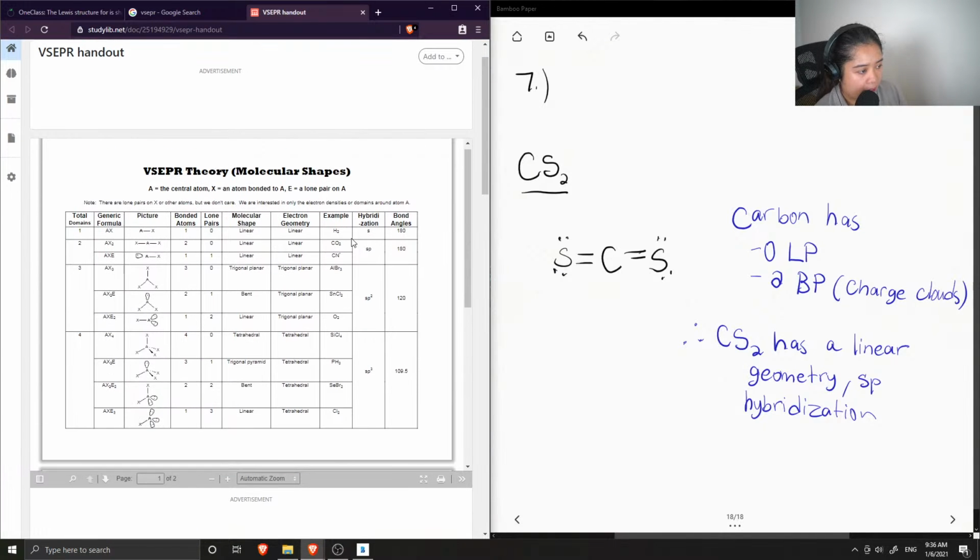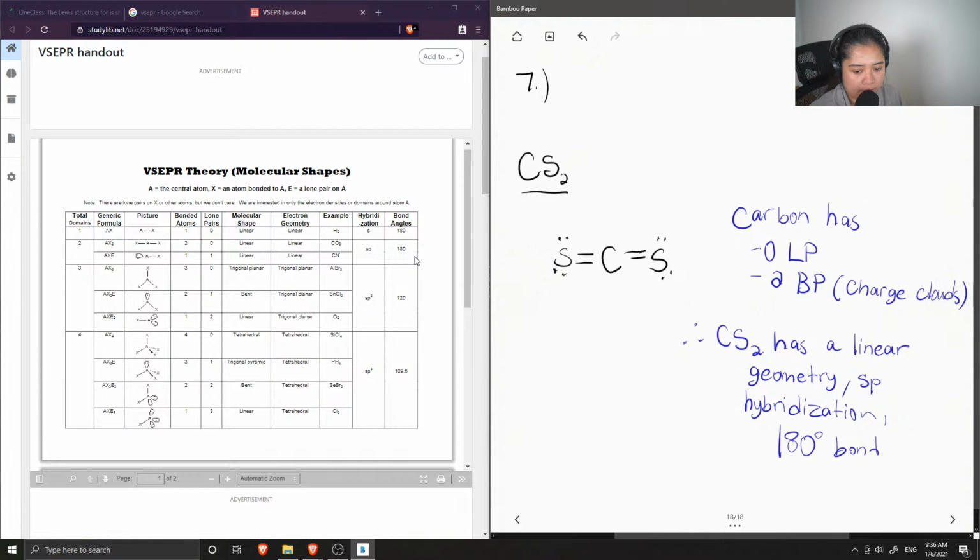Okay, here we go. Yeah, so again, we have a generic formula, AX2. The picture looks kind of linear. So 2 bonded atoms, 0 lone pairs, and sp hybridization. And they even have the bond angle, which is around 180 degrees. I'm going to write that down as well. Okay, so this is the VSEPR theory, which estimates the type of shape a molecule may have.